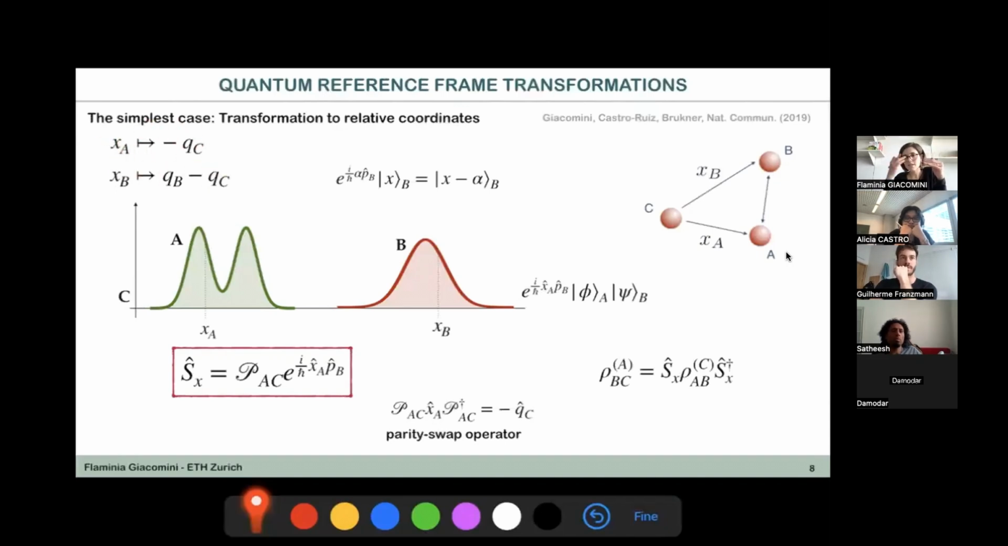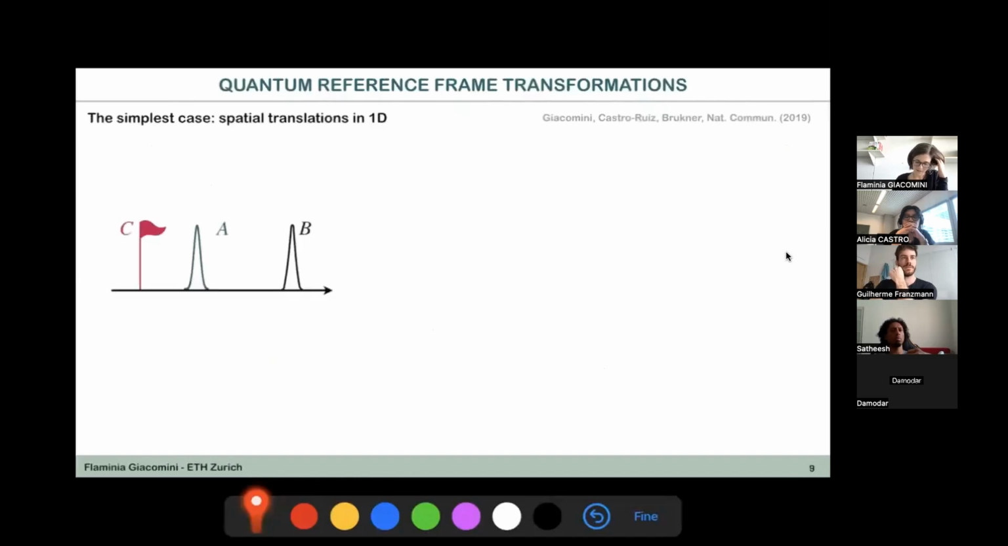But I still miss this part of the transformation. So I still want to describe the relational information from the perspective of A, and so I also want to describe C. So what this does is to send XA into minus QC, and also PA into minus the momentum of C from the perspective of A. So overall, what I get is this operator here. This is a unitary transformation. So if I have the quantum state, I can just transform the quantum state unitarily in this way. Let us see the consequences.